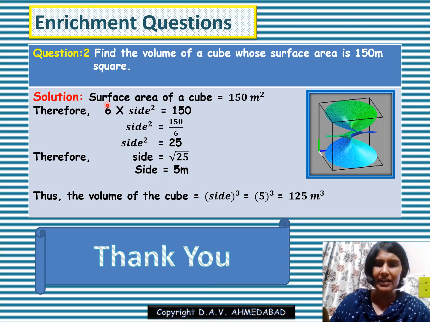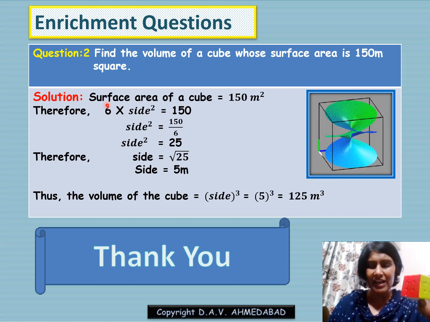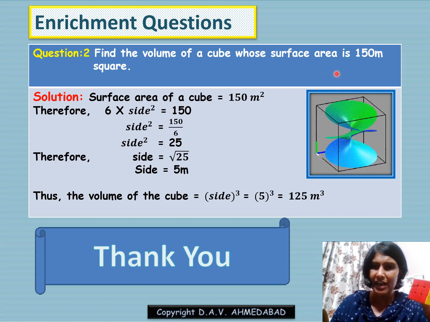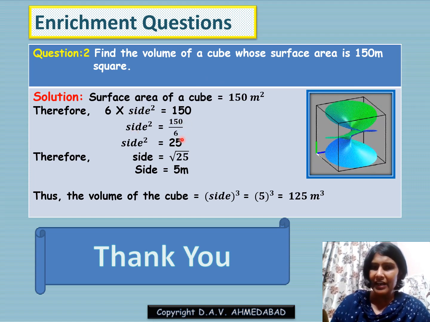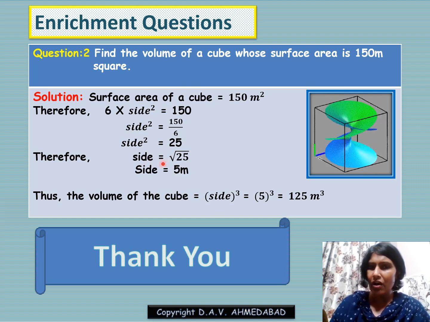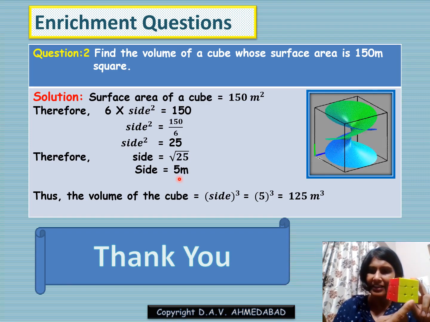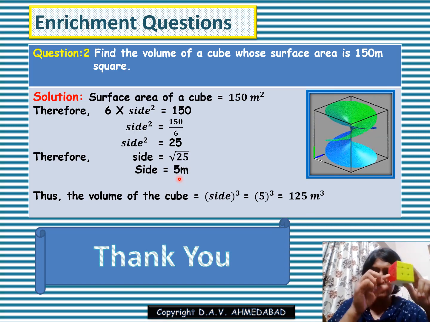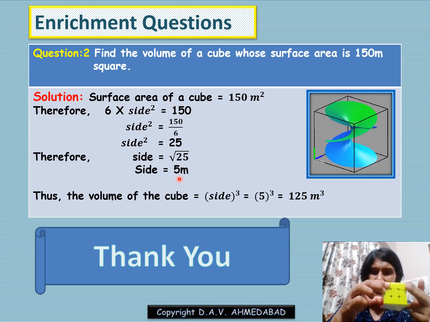First of all, always you need to understand what is given in the question. So question is saying that 6L square equals to 150 meters square. So side square is 150 divided by 6. So side square is 25. Therefore, side of cube is 5 meter. It means this side length is 5 meters. Now you need to find the volume, and volume is always base area multiplied by height.